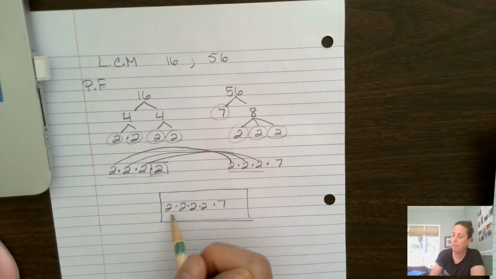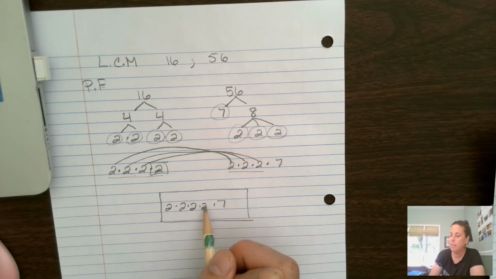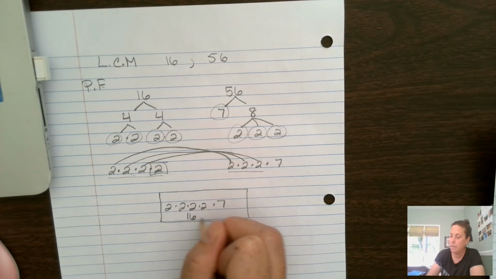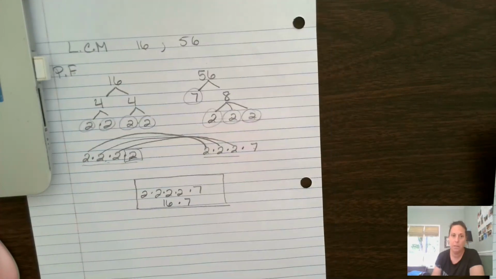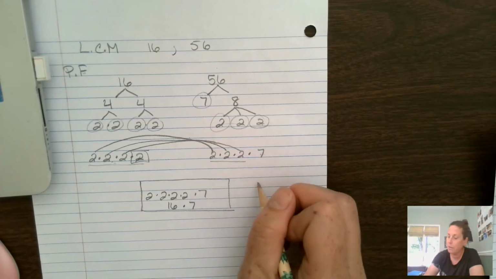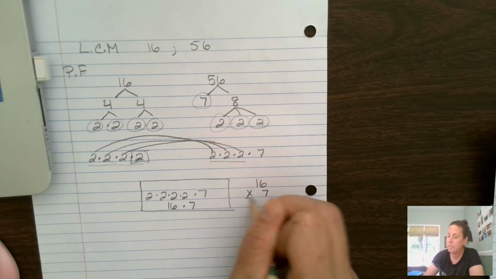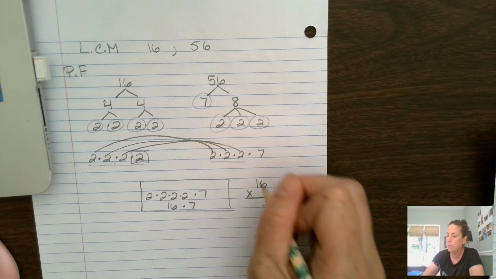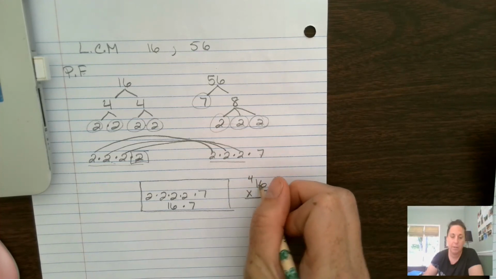Okay, so now we have 2 times 2 is 4, 4 times 2 is 8, 8 times 2 is 16. So 16 times 7 will be the lowest common multiple. Let's check it out. 16 times 7 is 42, and 7 times 1 is 7, plus 4.